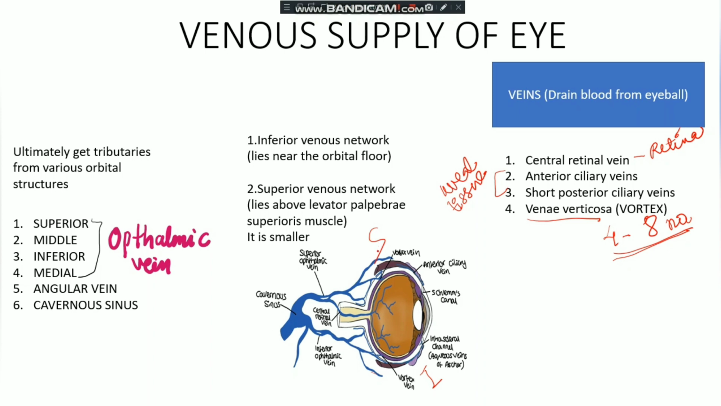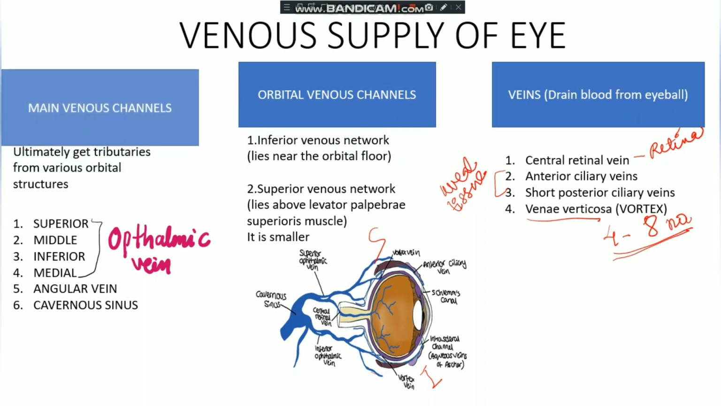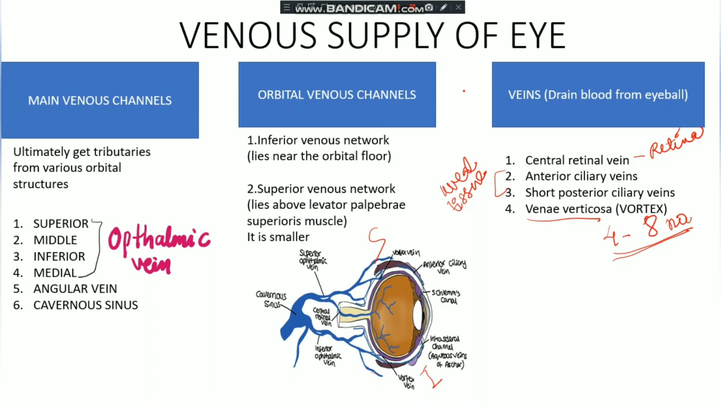So these small veins all will drain ultimately into the orbital venous networks, and through the orbital venous networks into the main venous channels. So somehow it goes like this: the veins drain blood from the eyeball, then go into the orbital venous channels or network, then they go into the main venous channels. So we learned the different veins, these four veins. Apart from these four, there are also many other veins which correspond to the arteries, like the lacrimal artery, so the lacrimal vein, medial palpebral vein, etc. But these four veins are important over here.